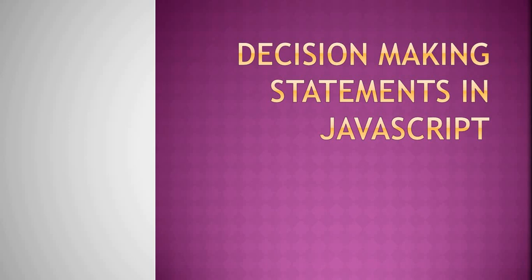After learning about the operators in JavaScript, now we are going to learn about decision making statements in JavaScript. Based on a condition, the decision making statements are going to decide which statements will be executed and which statements will not be executed. In JavaScript, we have to learn two different types of decision making statements. Let us start with the first decision making statement.